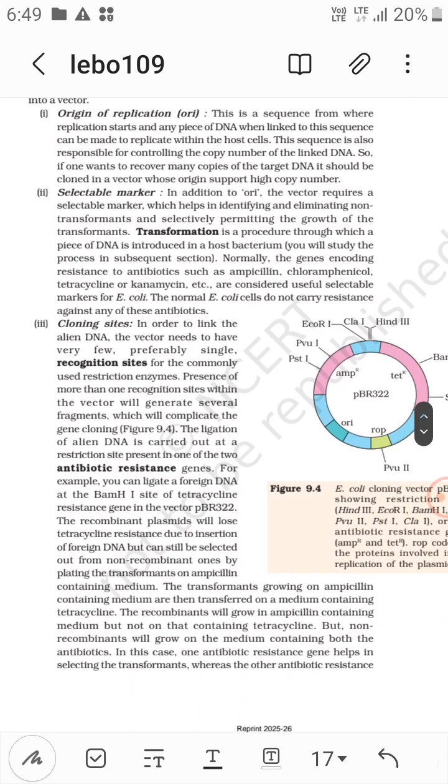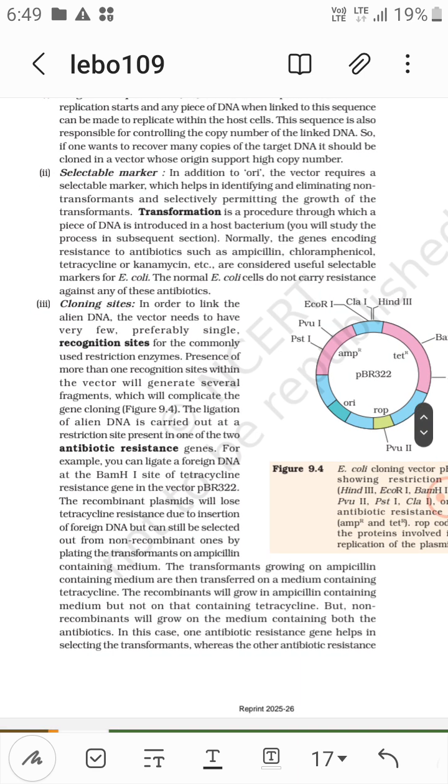So the third one is the cloning sites. In order to link the alien DNA, the vector needs to have very few, preferably single, recognition sites for the commonly used restriction enzymes. The presence of more than one recognition site within the vector will generate several fragments, which will complicate the gene cloning. The ligation of alien DNA is carried out at a restriction site present in one of the two antibiotic resistance genes.